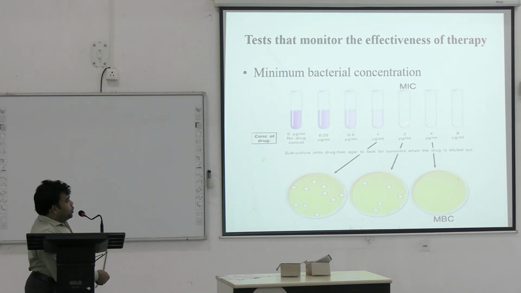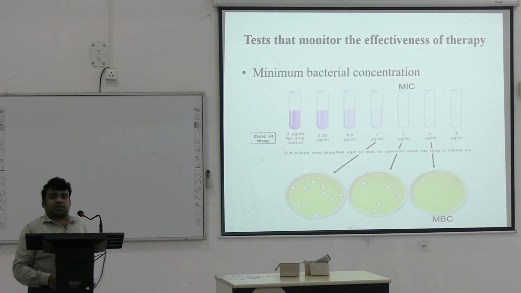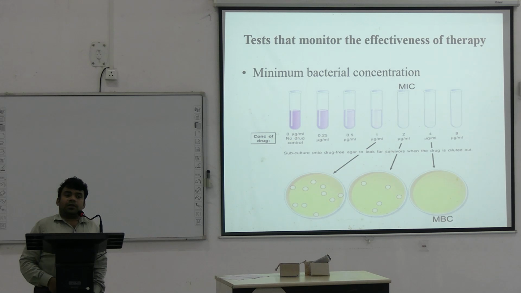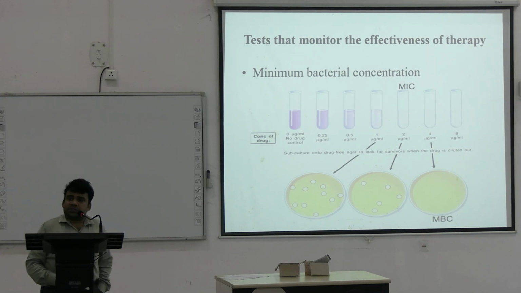However, if we take this solution and culture it on a plate, we can observe growth of organisms. That means the organisms are still viable. If we go on increasing the concentration, at this point, if we do a subculture, we will find no bacteria have grown. That means all the bacteria in the solution are dead. This is called the minimum bactericidal concentration.